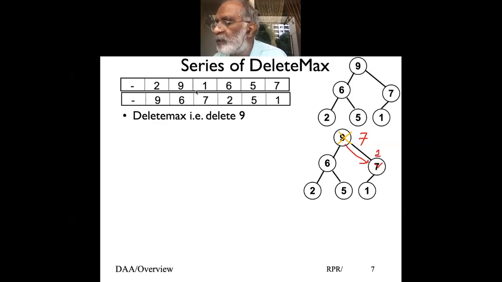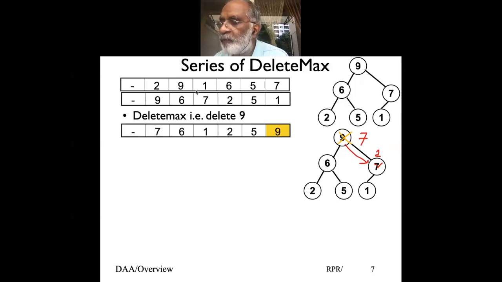So the elements become 7, 6, 1, 2, 5, and that is how my heap would become 7, 6, 1, 2, 5, and the element which we removed goes to the last array index. Now my heap has only 5 elements. Perform another heapify operation, that means DeleteMax, delete 7.